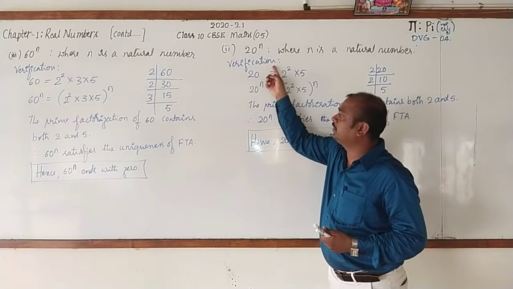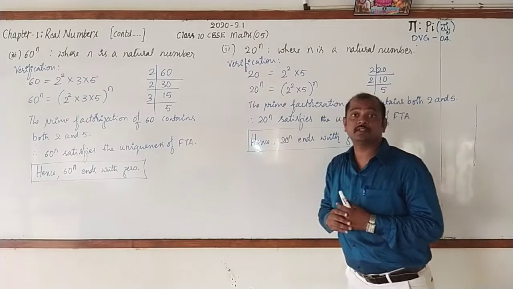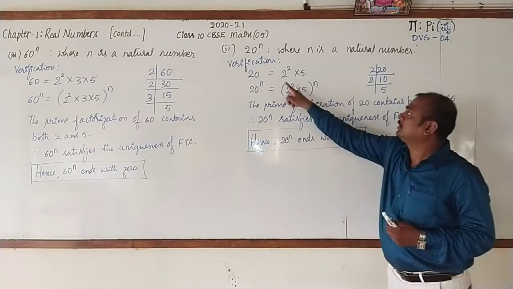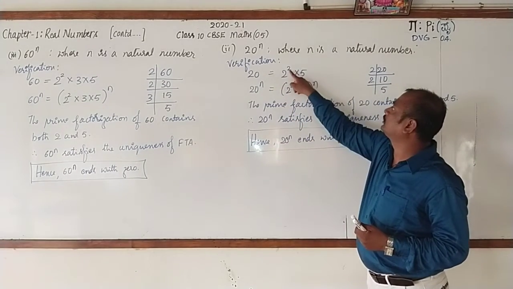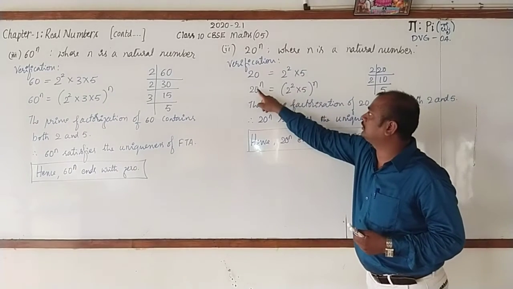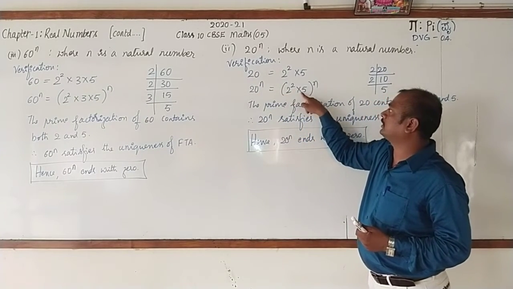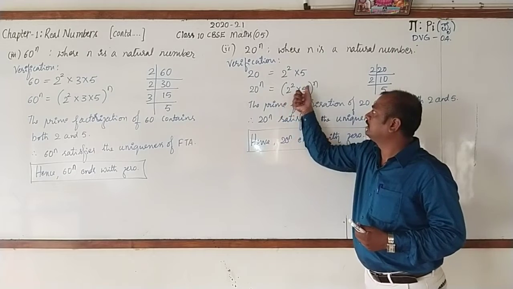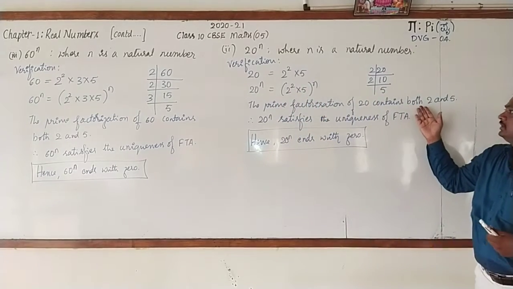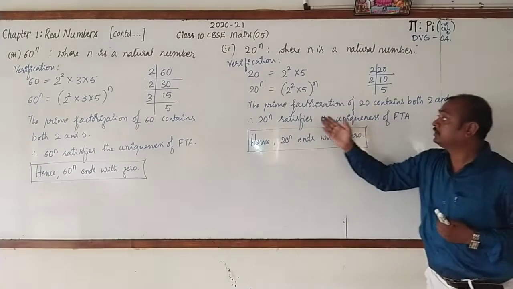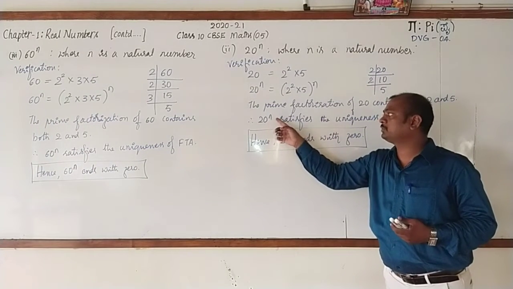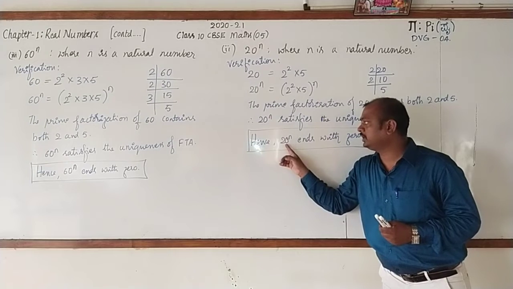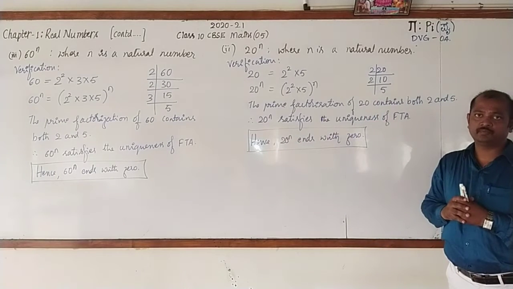I'll go for explaining. Verification. First, you have to find the prime factorization of 20. 2 tens are 20, 2 fives are 10. So 20 can be written as 2 raised to the power 2 into 5. Then 20 raised to the power n is (2 square into 5) raised to the power n. See that the prime factorization of 20 contains both 2 and 5. Therefore, you can say that 20 raised to the power n satisfies the uniqueness of FTA. Hence, 20 raised to the power n ends with 0.